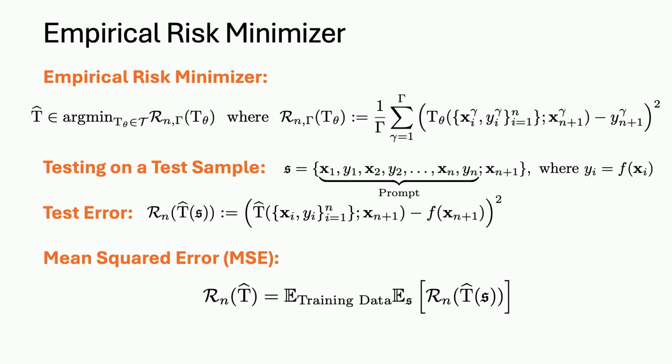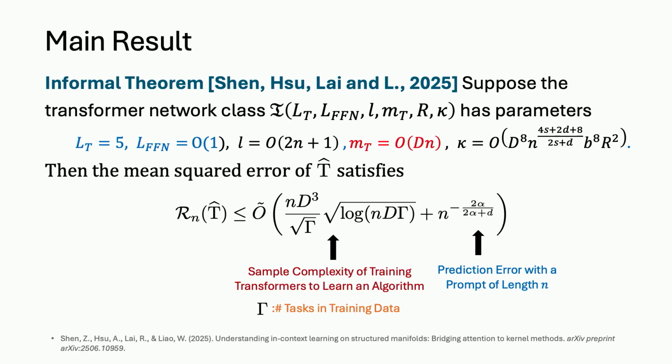Statistically, this error is random, but we're going to take a bunch of expectations, saying that we look at many test samples and average. So this is the expectation over the test sample. And then we take an expectation over the training sample, saying that what if we have more and more new training samples, okay?